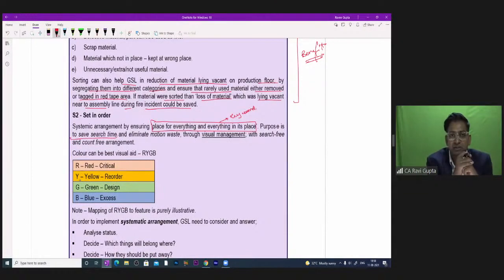Every time we search, it will definitely require more time. Eliminating the motion waste, the visual management with search-free and count-free arrangements. Colors can be the best visual aid: RYGB. Red is critical, yellow is reorder, green is design, blue is excess.